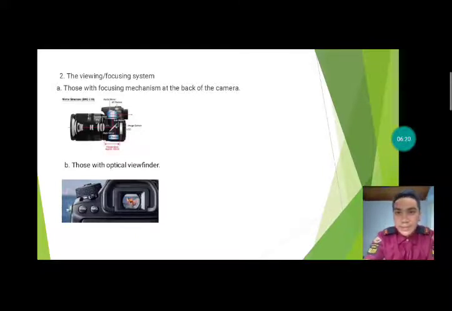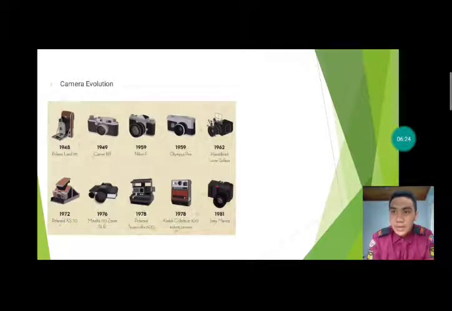Let's go on to our next topic. Here is the evolution of the camera. In 1948, the Polaroid Land 95 was made. In 1949, Canon created the 2 IB, a normal camera. It evolved to 1959, which is the Nikon F, a modern camera. In the same year, 1959, the Olympus Pen was created. It's the same type of camera as the Nikon F.